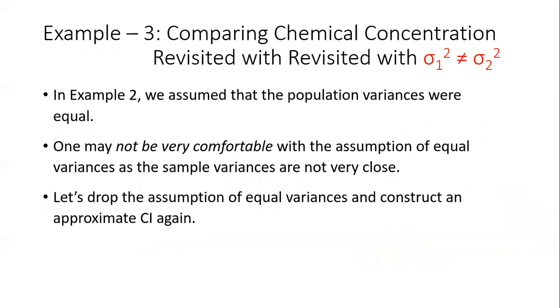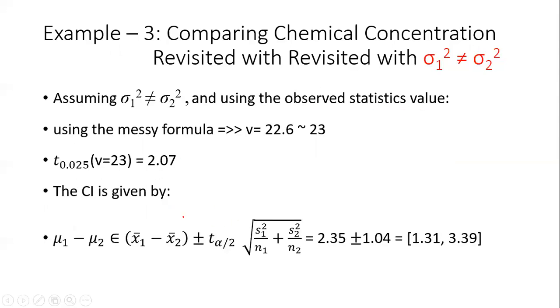Now the same question, but in the first one, we assumed that the population variances were equal. I'm not comfortable with the assumption that they are equal to each other, so let's drop this assumption. Don't assume that they have equal variances, and by using the formulas that we saw for unequal variances, construct another confidence interval.